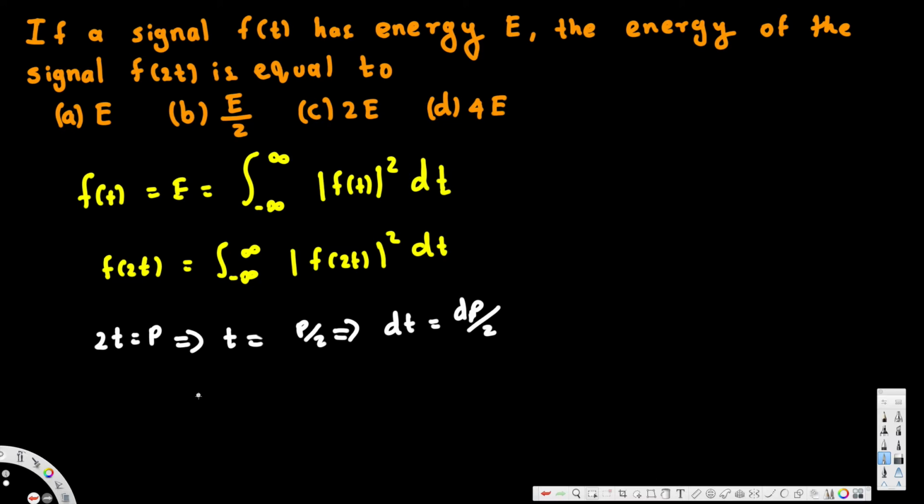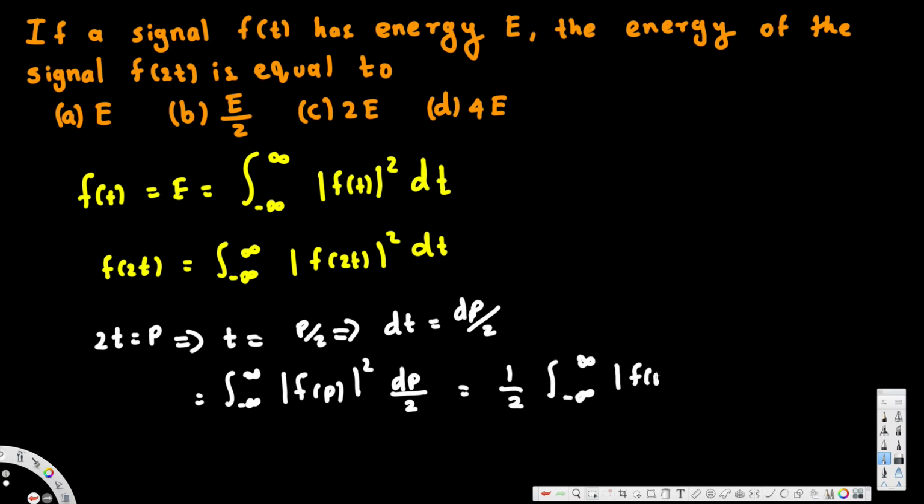So what we will get is the integral from negative infinity to infinity of f of p. Instead of f of 2t I'm putting f of p, whole squared. Instead of dt, I'm replacing that with dp divided by 2. So this is going to be dp divided by 2. Since 1 over 2 is a constant, I can move that to the front. So this is going to become 1 over 2 times the integral from negative infinity to infinity of f of p whole squared dp.